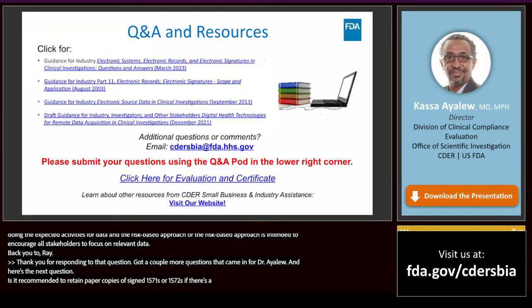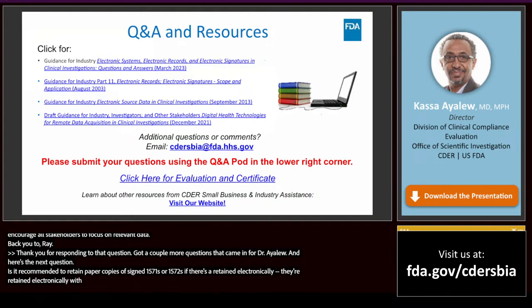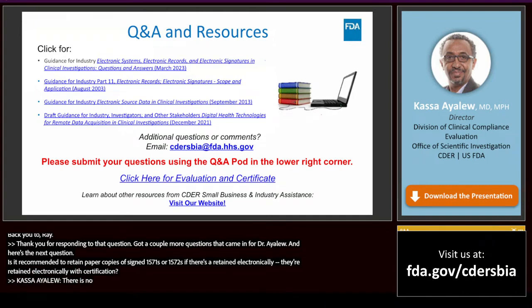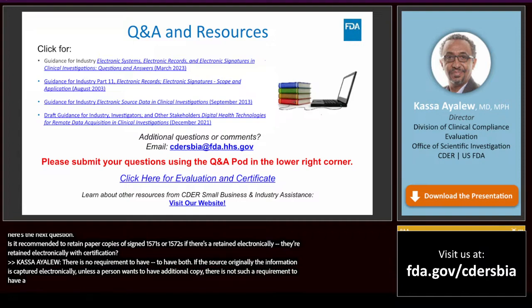Is it recommended to retain paper copies of signed 1571s or 1572s if they're retained electronically with certification? No, there is no requirement to have both. If the information is captured electronically, unless a person wants to have an additional copy, there is no such requirement to have a paper record. Thank you, Ray. Back to you.